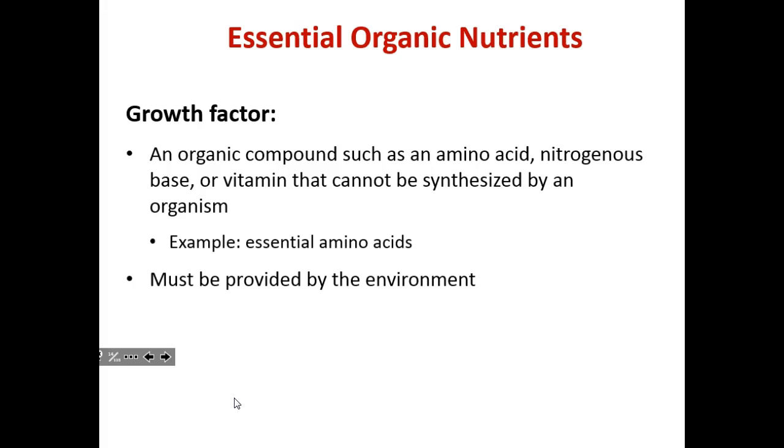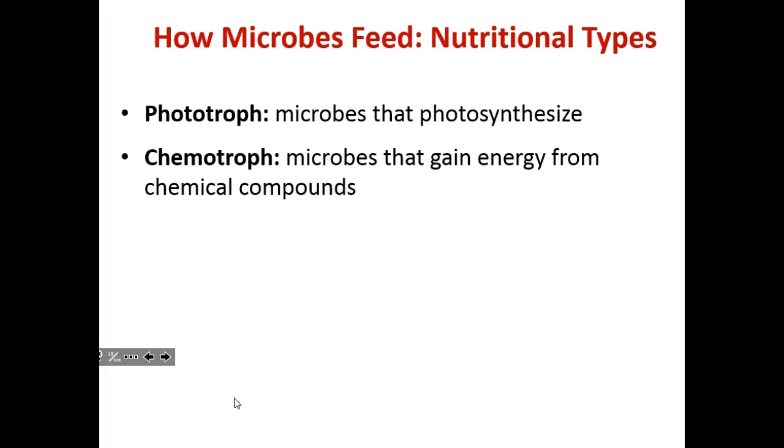Essential organic nutrients. They are a growth factor: an organic compound such as an amino acid, nitrogenous base, or vitamin that cannot be synthesized by an organism. An example would be the essential amino acids. They must be provided by the environment.